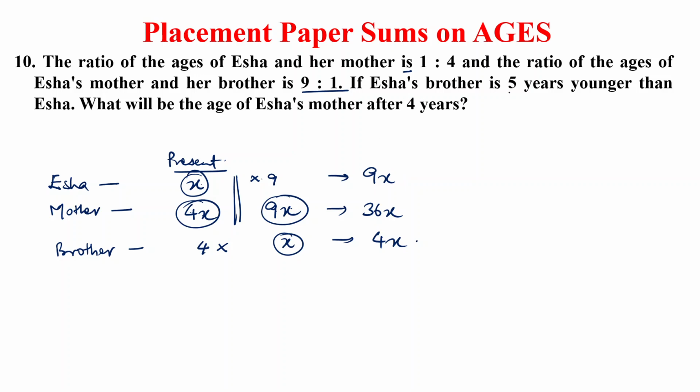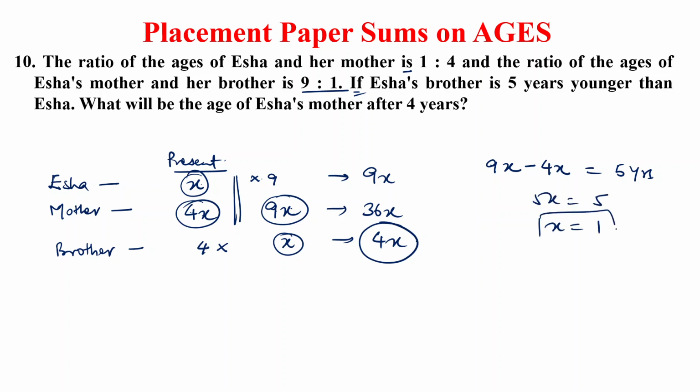If Isha's brother is 5 years younger than Isha, what have they given in the question now? Trying to find the equation. Isha's brother, where is Isha's brother? Here. Okay. And Isha's brother is 5 years younger. That means the difference between Isha and brother is going to be 5 years. That is what they have given. So that means 9x minus 4x is equal to 5x. 5x is equal to 5. That means x is equal to 1.